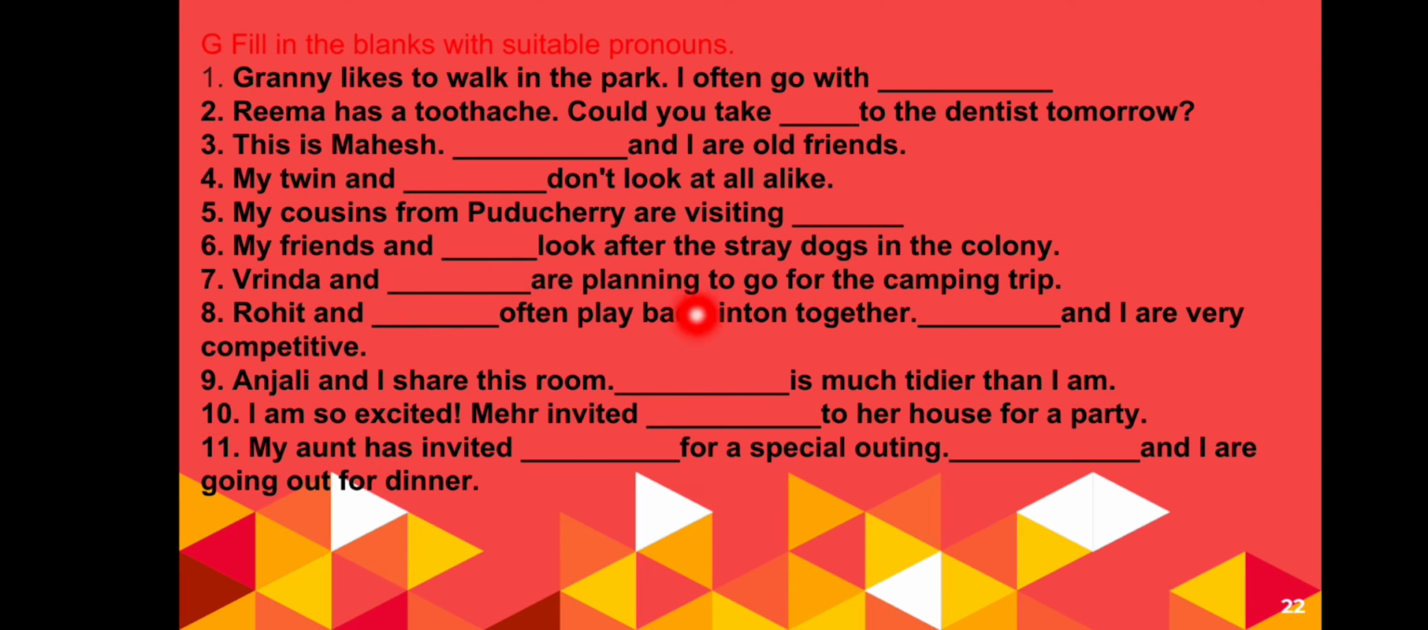Vrinda and dash are planning to go for the camping trip. Vrinda and I. Sixth question also I. Rohit and dash often play badminton together, and dash are very competitive. Rohit and I often play badminton together. He and I are very competitive.